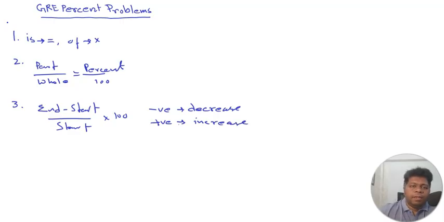For problems like "laptop price has increased from $500 to $600, what's the percentage increase, find it out", this rule will be applicable.